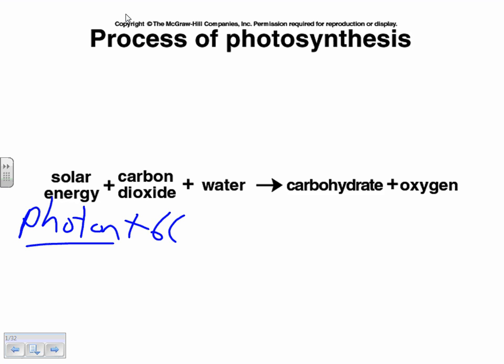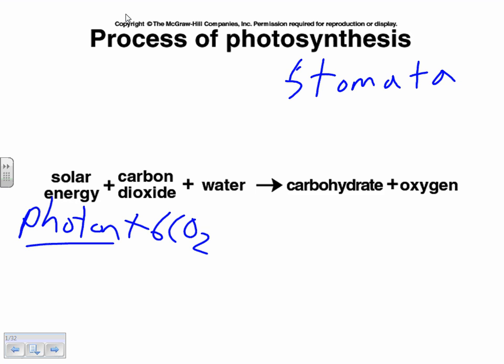Obviously, they need some carbon dioxide. How does the CO2 get into the plant? Stomata or stomates. And those stomata are located mostly where? Bottom of the leaf, the underside of the leaf.